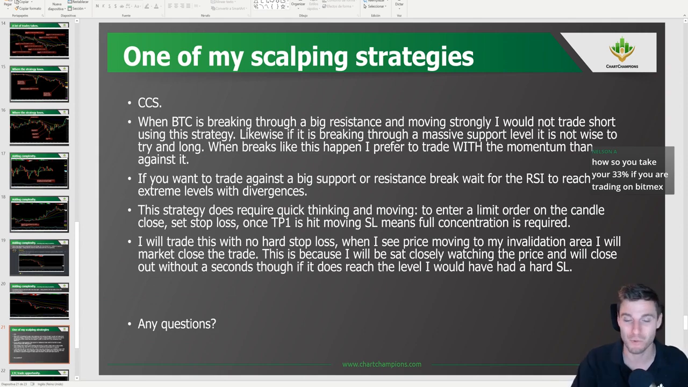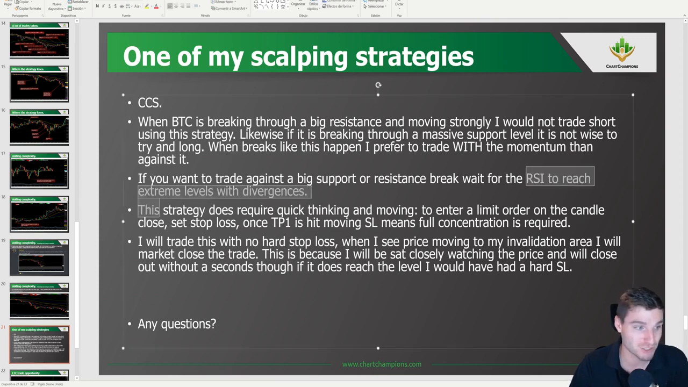You want to actually be trading with it, not against it in those sort of times and those really big levels. Okay, or if you do want to try and fade a resistance or a support break, wait for RSI to reach extreme levels with divergences. So that's extreme levels, e.g. going into the teens, going into single digits with some bullish or bearish divergences. I would definitely not try and fade a move until I saw at least that.